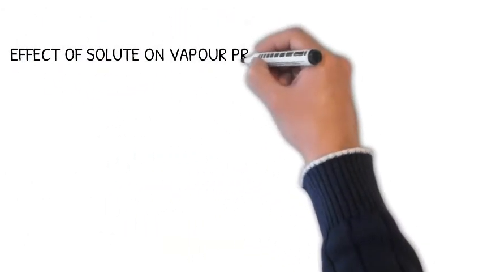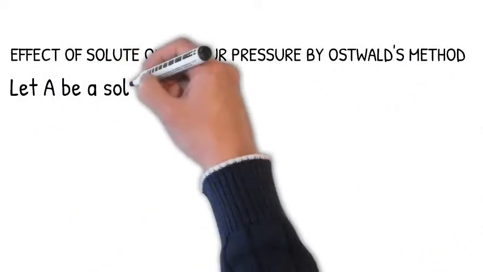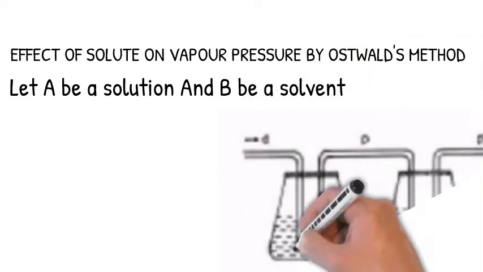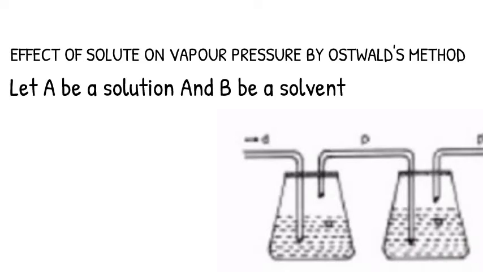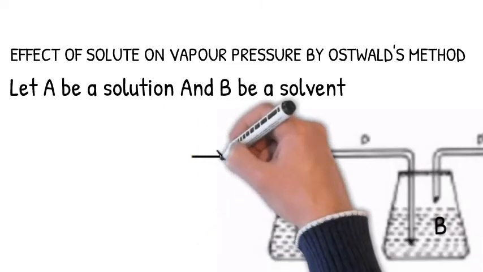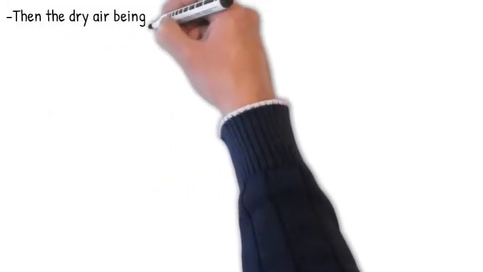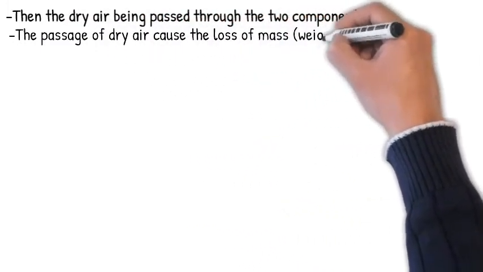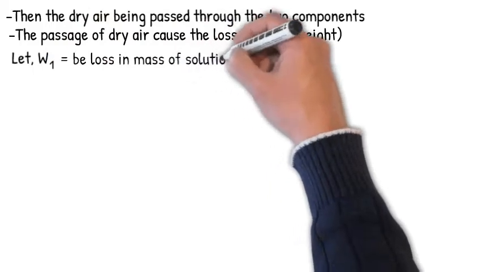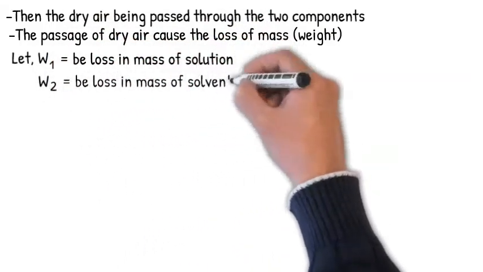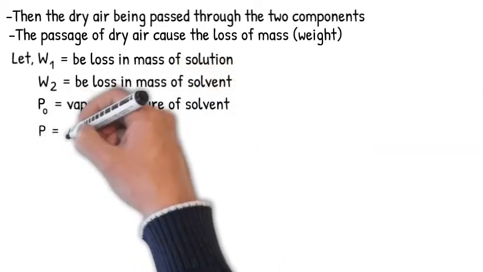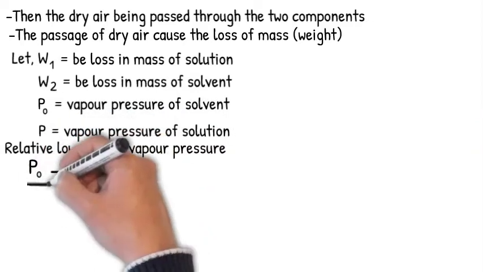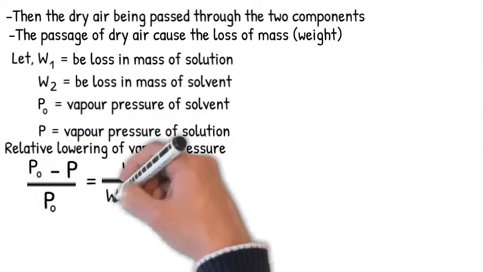Effects of solute on vapor pressure by the Ostwald method. Let A be a solution and B be a solvent. Consider the diagram below. Then dry air is passed through the two components. The passage of dry air causes a loss of mass. Let W1 be the loss in mass of solution, W2 be the loss in mass of solvent, P0 be the vapor pressure of solvent, P be the vapor pressure of solution. Relative lowering of vapor pressure, (P0 minus P) divided by P0 equals W2 divided by (W1 plus W2).